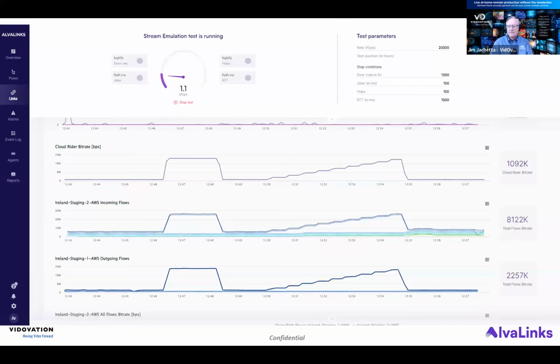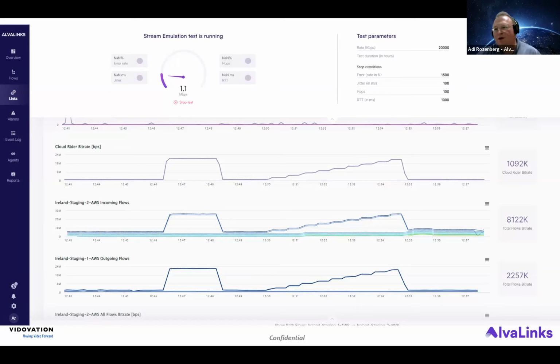So here I'm giving you some slides from what we call a stream test, and these are 2 examples. On the left, you can see a fixed bit rate that we run, and on the right is the step-by-step. Now, one of the things that we added is circuit breakers.